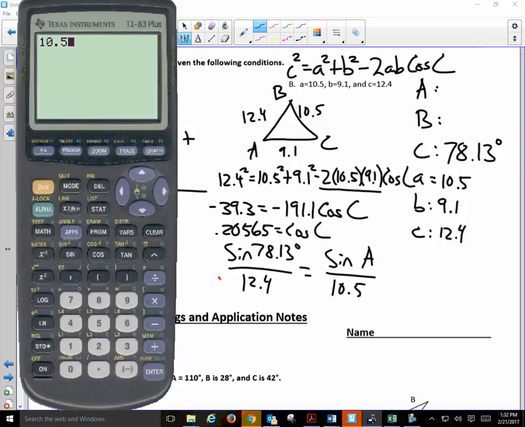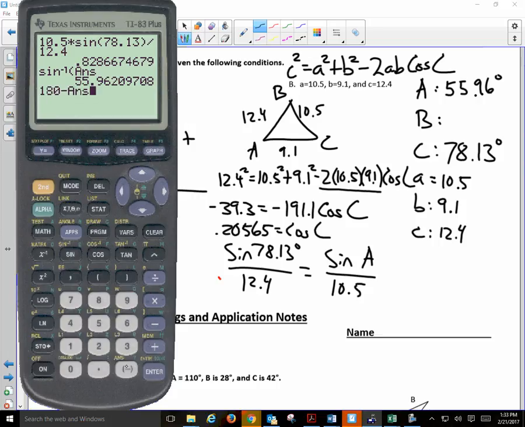So 10.5 times sine of 78.13 divided by 12.4, and I get 0.82, yada, yada. Sine inverse the answer, 55.96. Now you understand why we want to be fast at the law of sines, because we use it a lot. So 180 minus our answer, minus 78.13, gives 45.91.